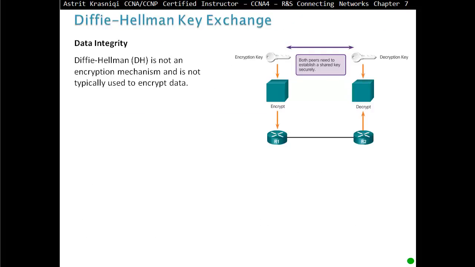Diffie-Hellman Key Exchange. So Diffie-Hellman is not an encryption mechanism and is not typically used to encrypt the data. Instead, it is a method of securely exchanging the key that encrypts the data. Now, what Diffie-Hellman does is that you have a public key and a private key, two keys. On the other side that you're talking to, another company, they have two keys. Private, which they keep safe, and a public, which they share with everyone.